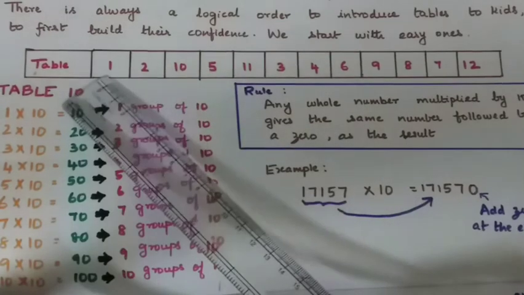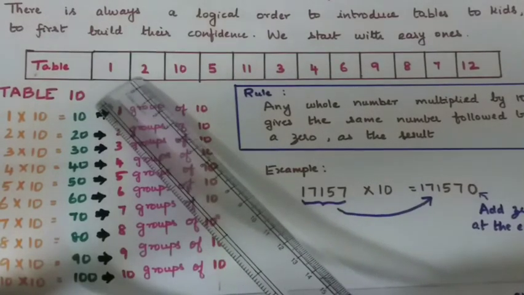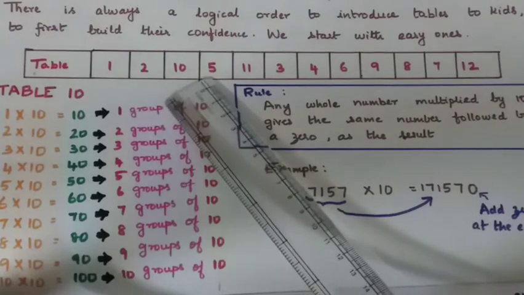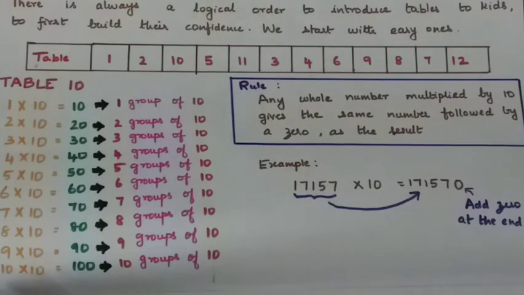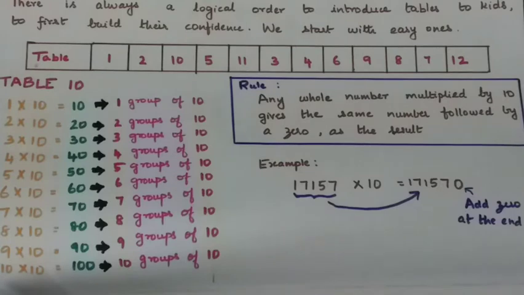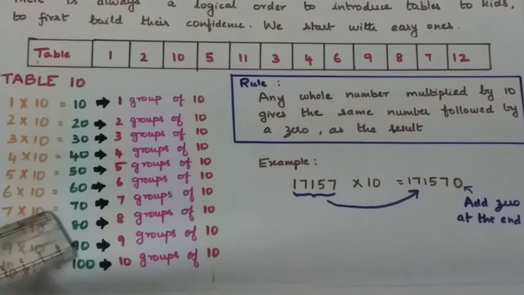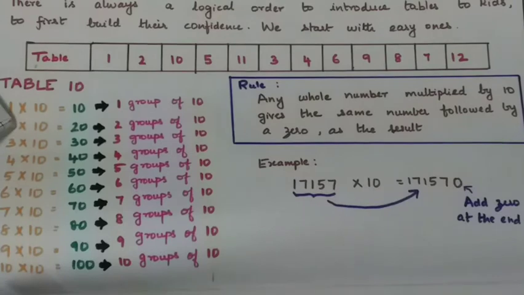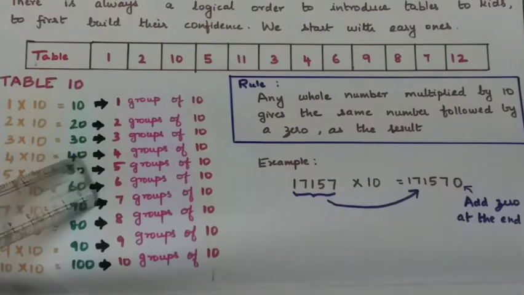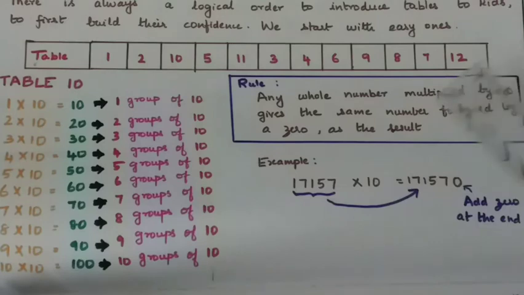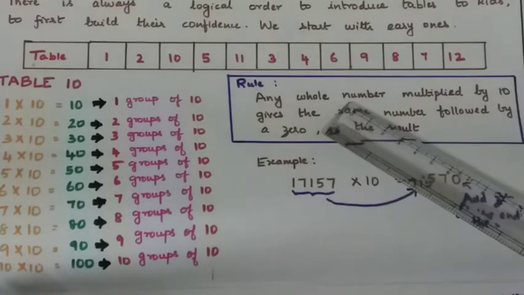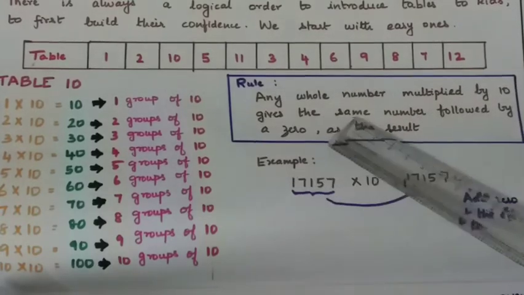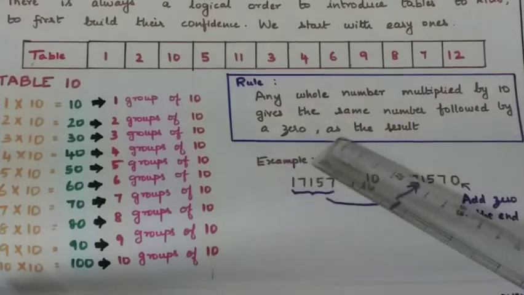Having seen about table 1 and 2 in our previous video, we will see about table 10 and 5 in this video. Let's first discuss table 10. Learning table 10 is as easy as learning table 1. The reason is because the results obtained in table 10 are just the numbers with which 10 is being multiplied followed by a 0. So we have already learnt about this rule while learning table 1, which is nothing but any whole number multiplied by 10 gives the same number followed by a 0 as the result.